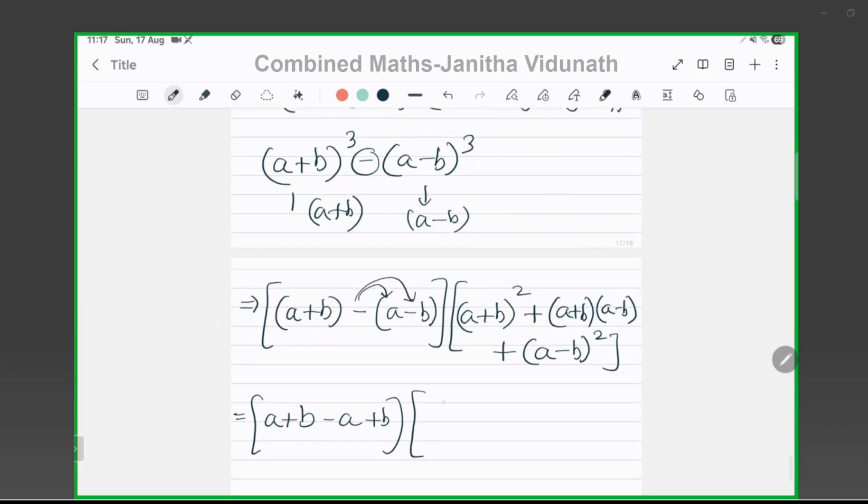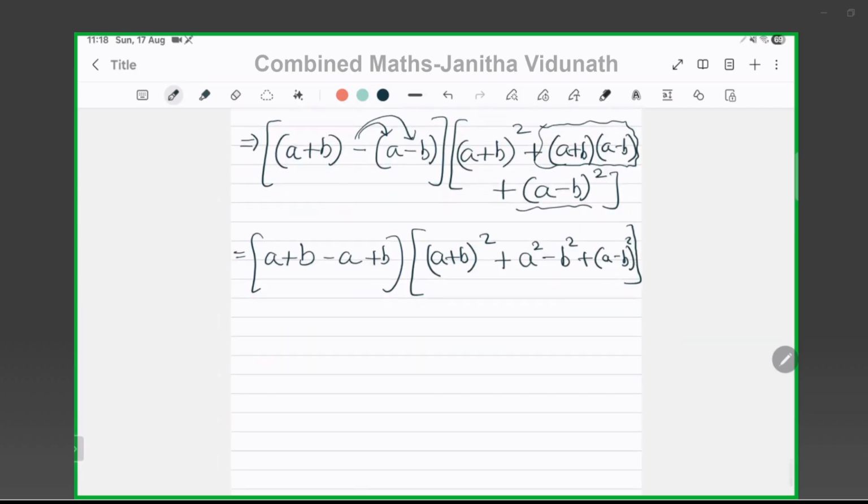From here we get a plus b whole square, and we can see this is the factorization of a difference of two squares. Then we can write it as a square minus b square. Then here we have the remaining a minus b whole square. Then here minus a and plus a are cancelled out. Then we get 2b.